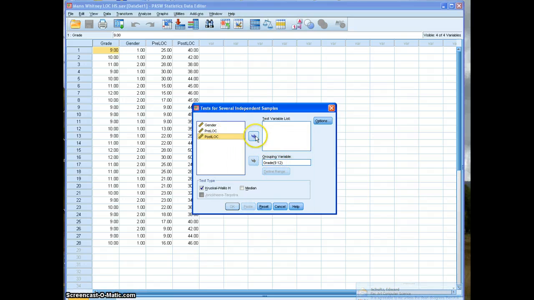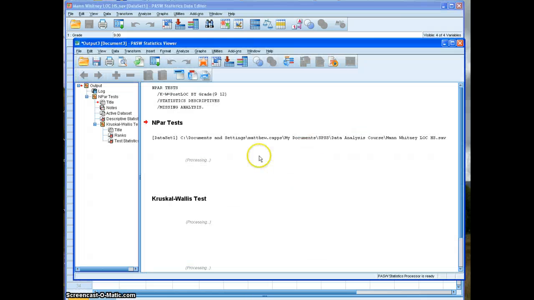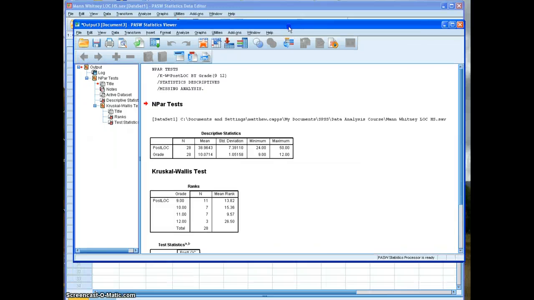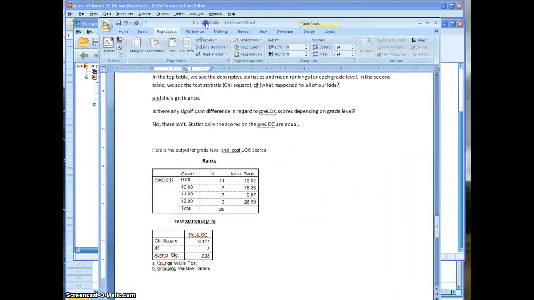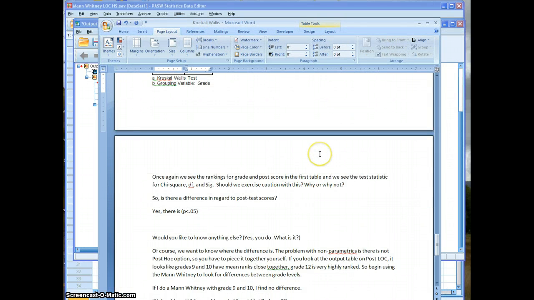Move the post-test scores in. Hit OK. Now, you'll notice there is a difference in their final scores in the post-test locus of control, depending on which grade they are in. So in the post-test, grade level does make a difference.